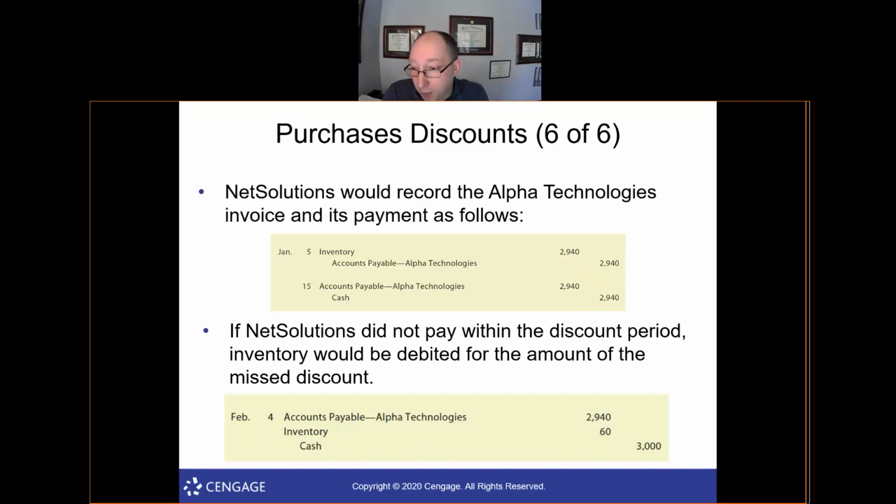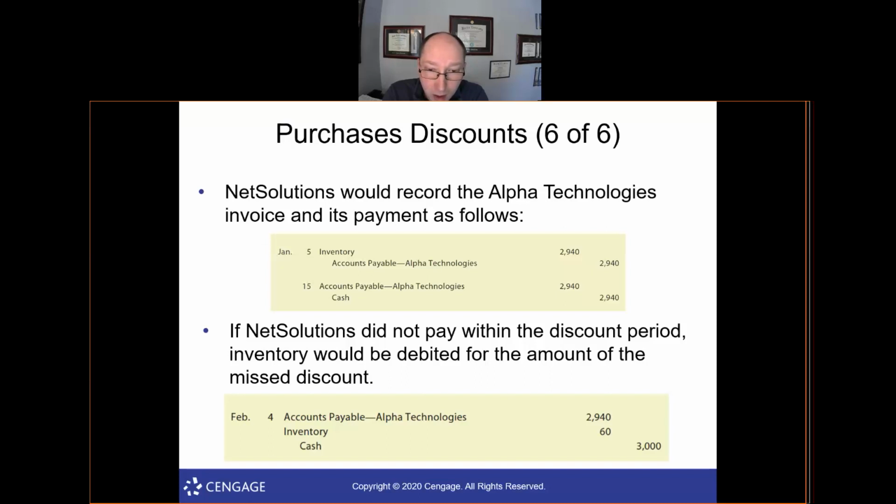Now I have to pay them within that 10 days in order to take advantage of that discount. So on January 15th, I need to make sure I pay them. So I would debit accounts payable to reduce accounts payable, and I would credit cash to reduce my cash by that same amount.